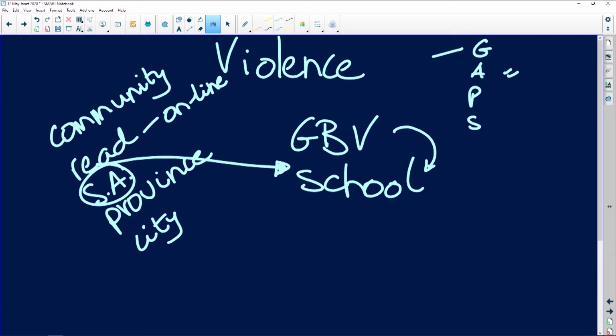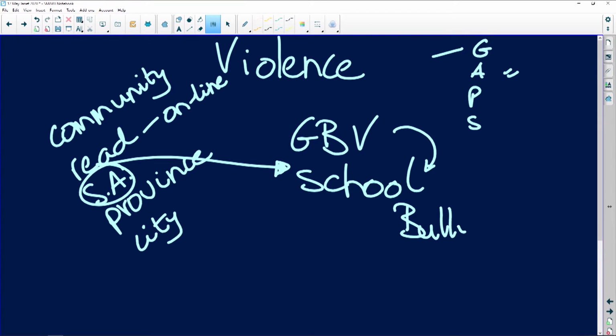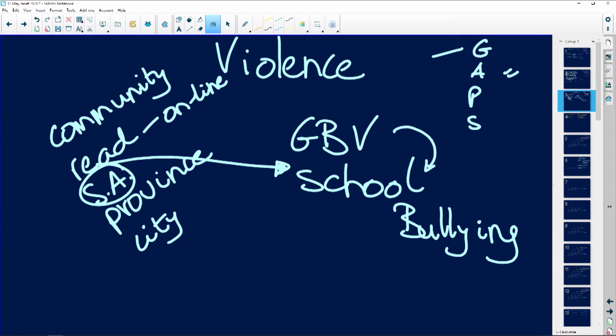So the bringing it into sharp focus is what exactly in this very, very broad topic of violence am I going to be talking about? What is going to be the place where I zero in on? What am I going to be talking about? Okay, so let's say we're going to talk about gender-based violence in schools, and we're going to link it to bullying because we know that that is an issue. So we've brought it into sharp focus.